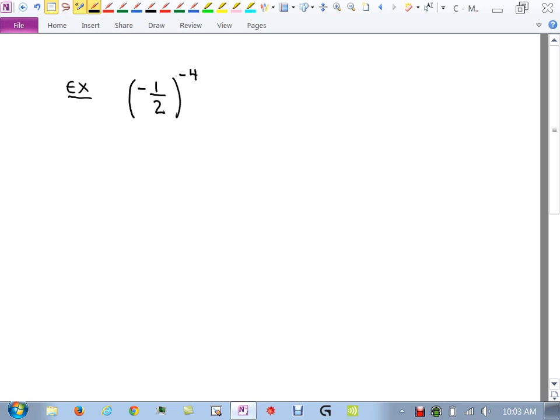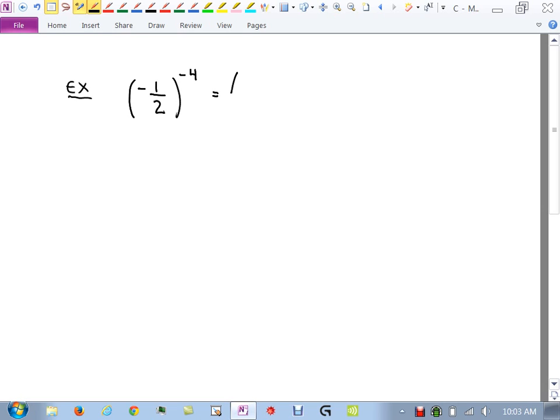Okay, so what property? Someone said flip it, right? Who said flip it? No one wants to say. Okay, if we're going to flip this, then what property are you using for that? 9, right? 9 says if we have a fraction to a negative power, we can flip it. So, okay, I'm going to flip it.